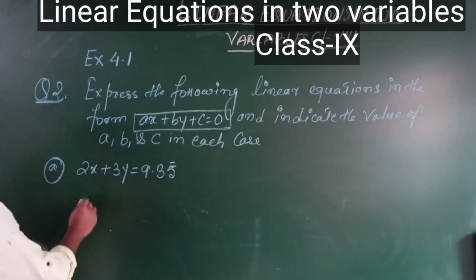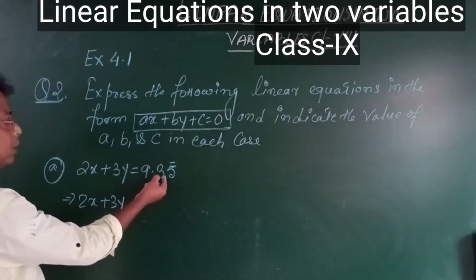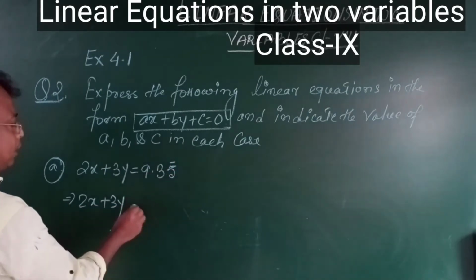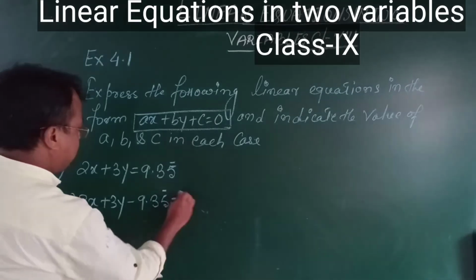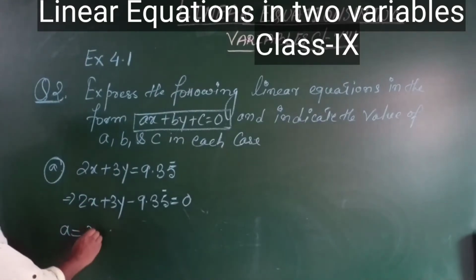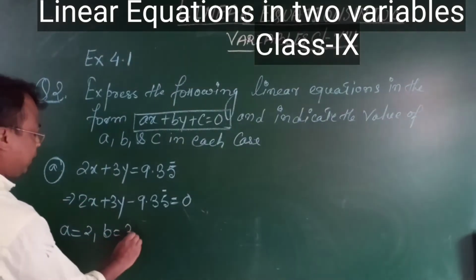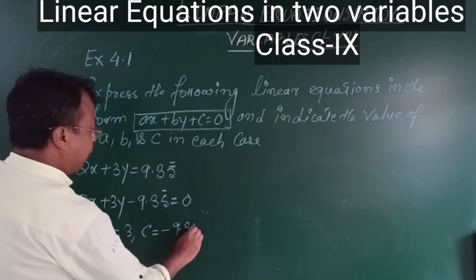So here, it is no problem: 2x + 3y. Then this 9.35 bar, you bring it to this side: 9.35 bar is equal to 0. So now it is converted into the standard form of a linear equation in two variables. Correct. Now you have to write the values of a, b and c. So what is a here? a is 2. What is b? b is 3. And what is c? c is equal to minus 9.35 bar.